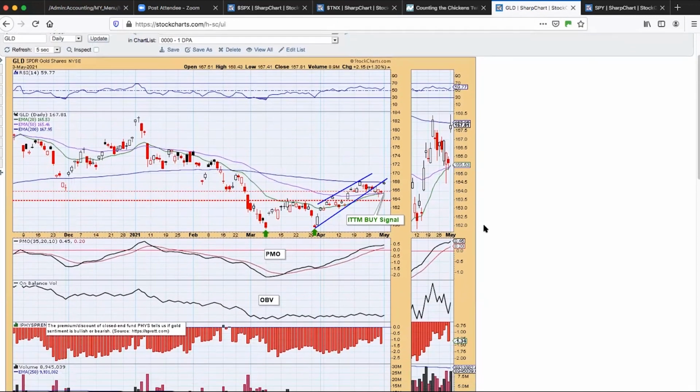Gold, we got an ITTM, that's an intermediate term trend model buy signal. That's the silver cross, the 20 crossed up through the 50 EMA.